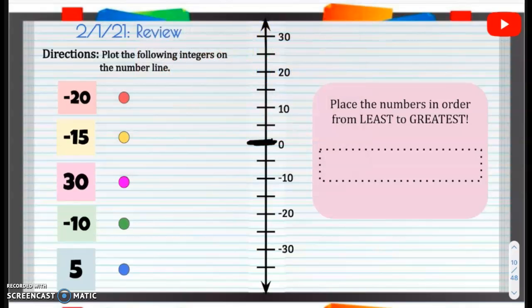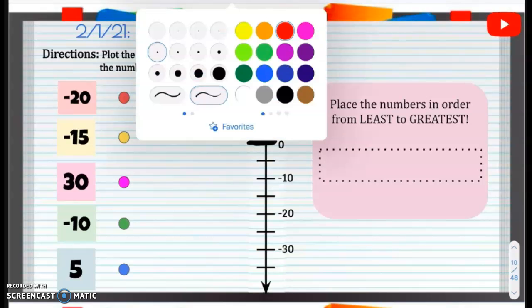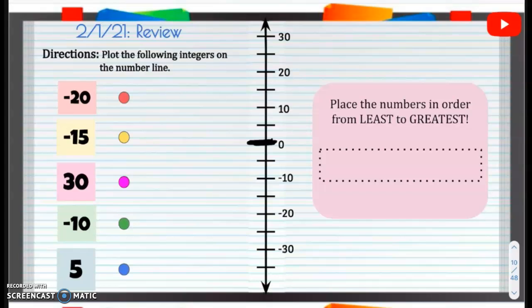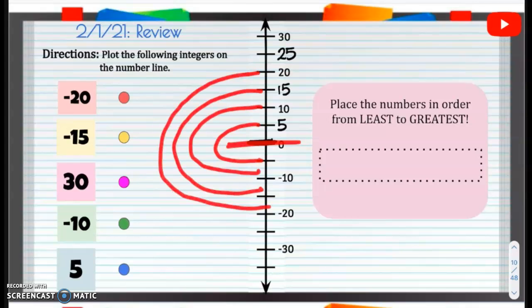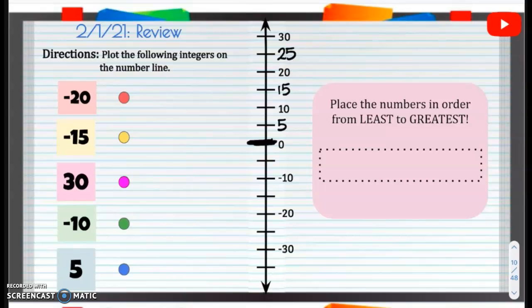First off, we have negative 20. Well, let's see. Also, I noticed that not all of my lines are filled in. Let's take a look. If I go from 0 to 10, what's in between 0 and 10? I know there's a 5, 10, 15, then 20, then 25, then 30. Same thing, if you go with the 0, you're going to have the opposites. So look at that. If you fold this number line in half, you'll have those opposites on the other side. So you have negative 5, negative 10, negative 15, negative 20, negative 25, negative 30, negative 35.